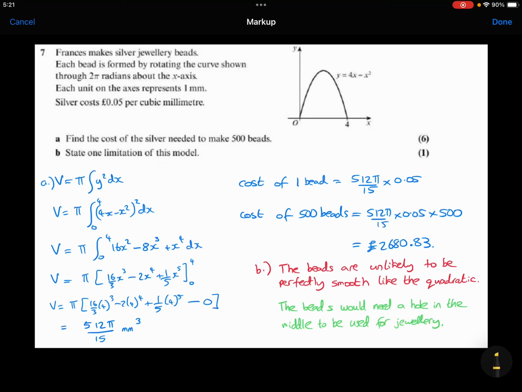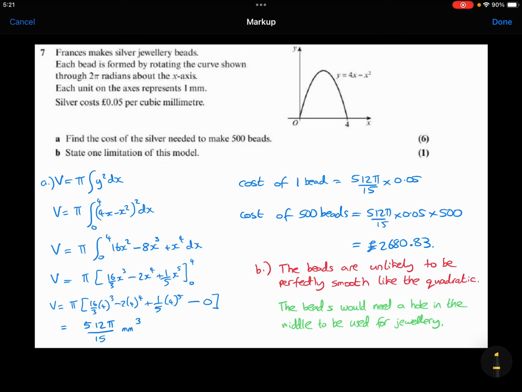Francis makes silver jewellery beads. Each bead is formed by rotating the curve shown through 2 pi radians about the x-axis. Each unit on the axis represents 1 millimetre. We're told that silver costs 5p per cubic millimetre, and we need to find the cost needed to make 500 beads.